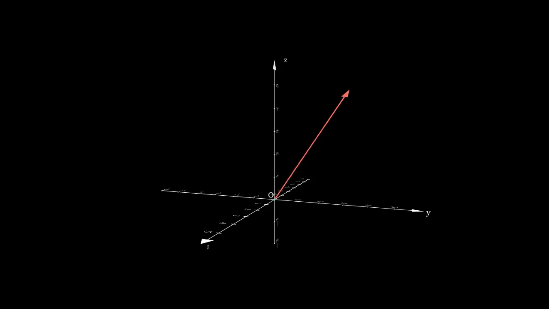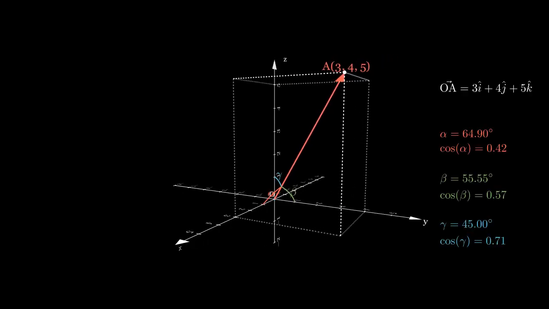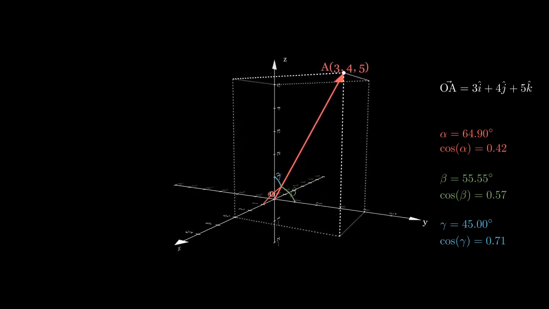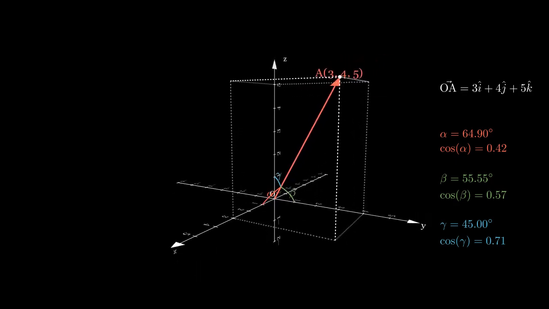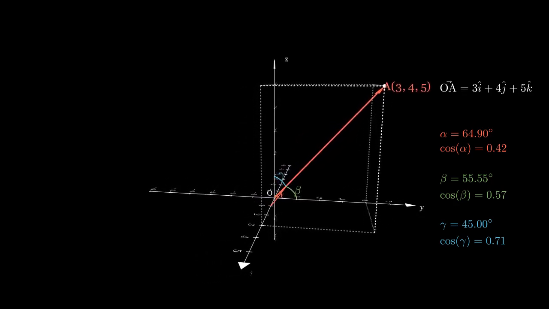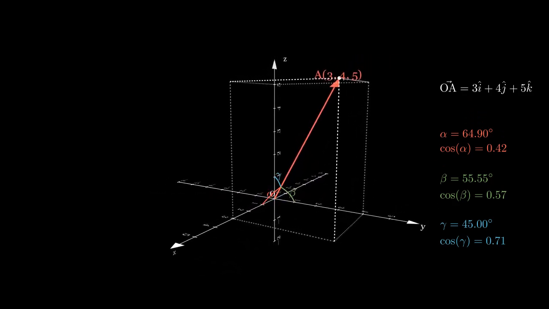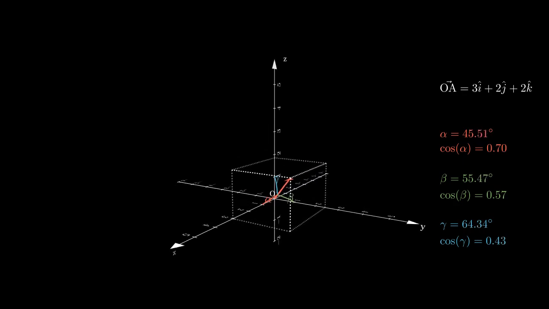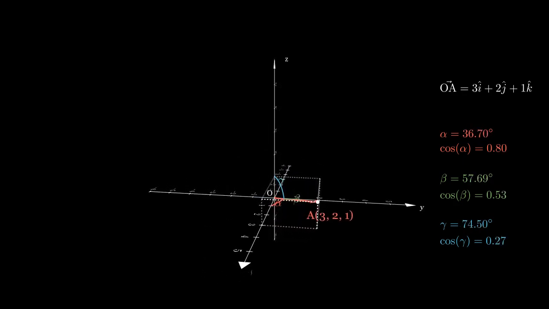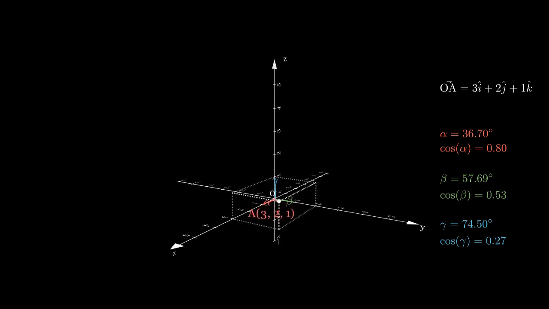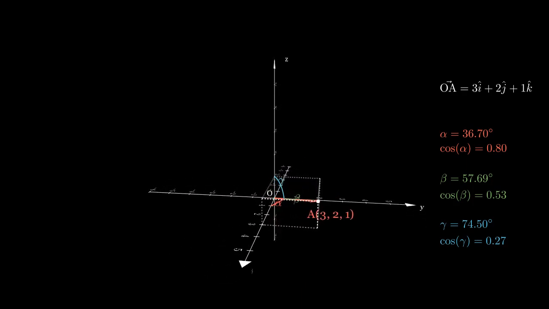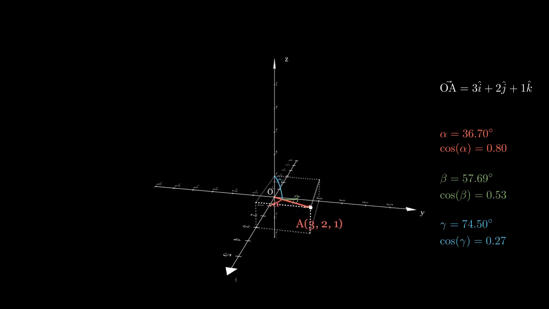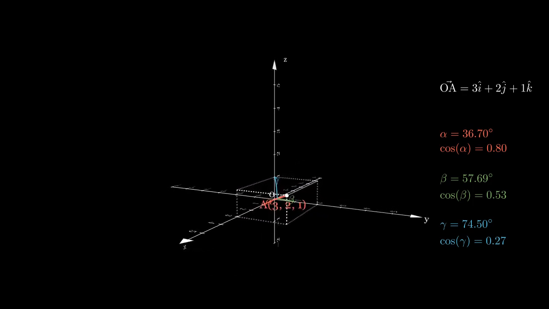The point A, 3, 4, 5 is shown on the screen. The position vector of this point, vector OA, is 3i plus 4j plus 5k. The alpha, beta, gamma values and the cos alpha, cos beta, cos gamma values for this vector are shown on the screen. Point A is changed from 3, 4, 5 to 3, 2, 1. The vector OA is now 3i plus 2j plus k. The alpha, beta, gamma and corresponding cos alpha, cos beta and cos gamma values are shown on the screen now. Viewers are kindly requested to check the values mentioned on the screen.